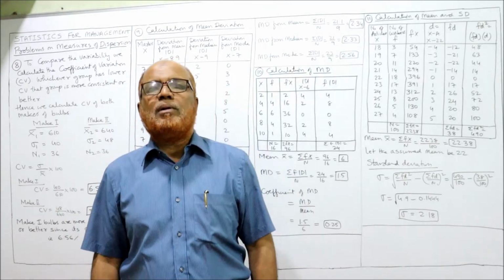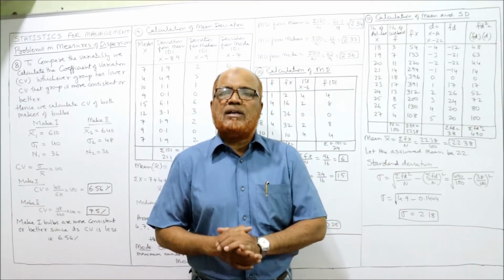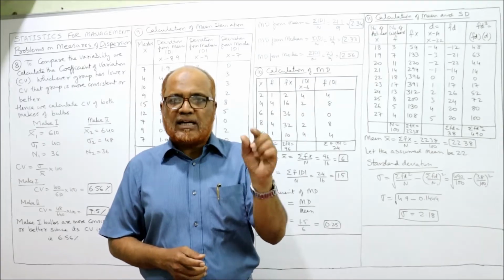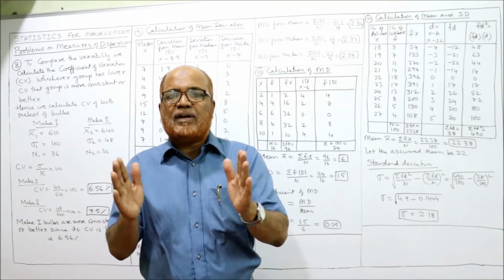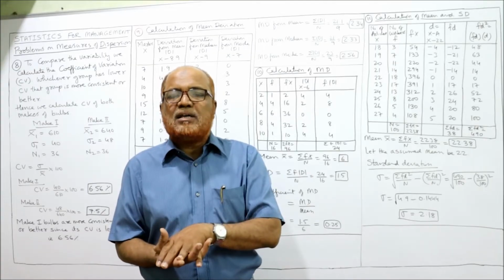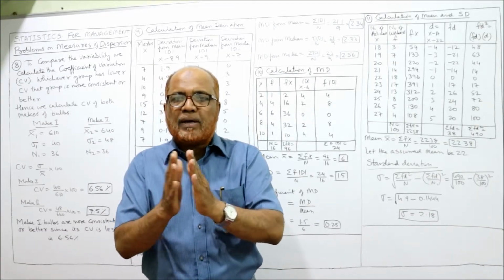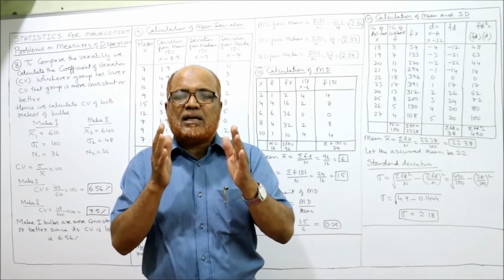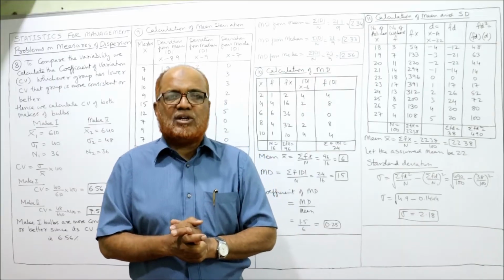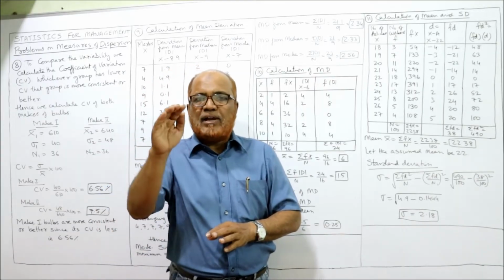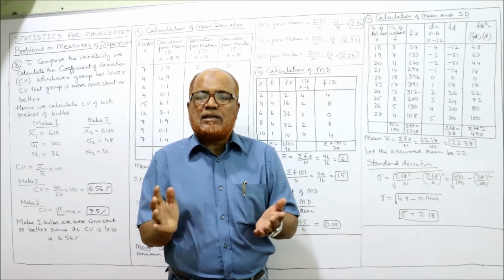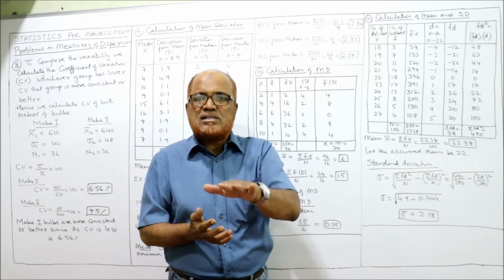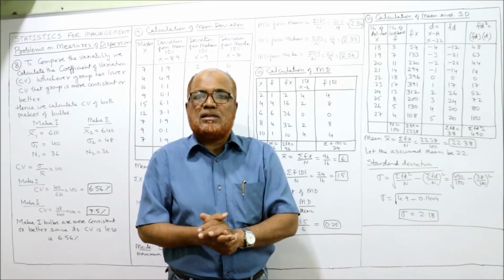So in the previous problem I told you, for comparing the variability we need to calculate CV, coefficient of variation. Specifically it is not asking in the problem, it is asking you to compare the variability, and we know variability can be compared by calculating CV. So whichever bulbs have a lower CV, that bulb is more consistent or better. The lower CV, more consistency, better.